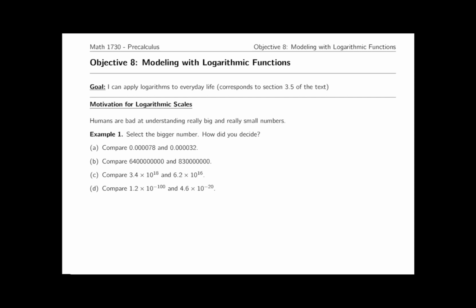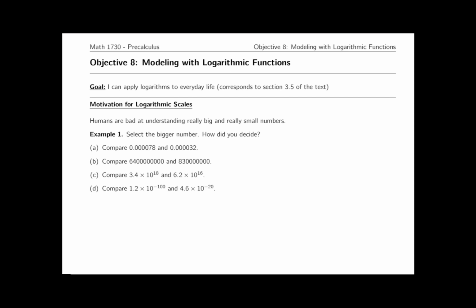In this objective, we'll discuss several applications of logarithmic functions to everyday life, including science and physical applications. A common application of logarithmic functions involves things that are measured on a logarithmic scale. And before I talk about that anymore, let's first motivate why we might think about something on a logarithmic scale.